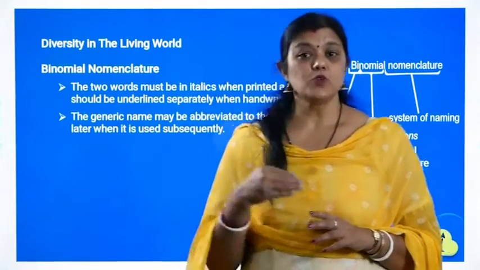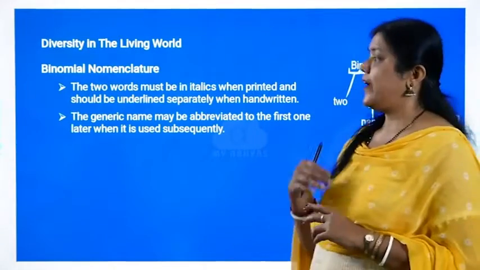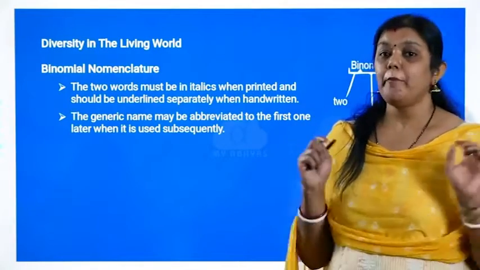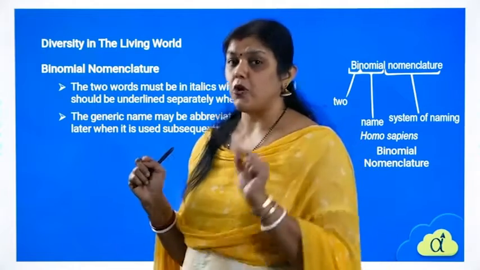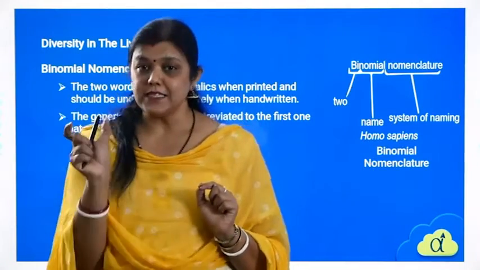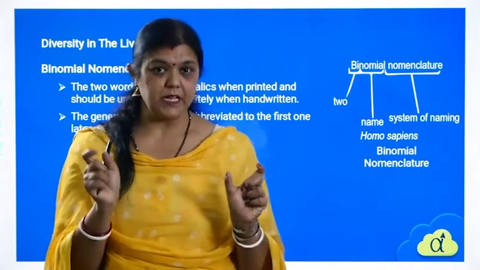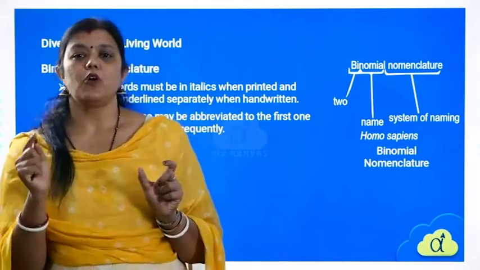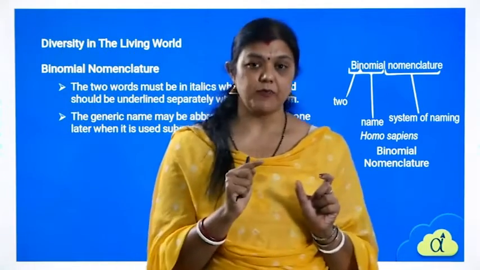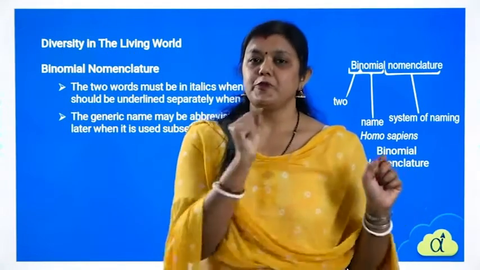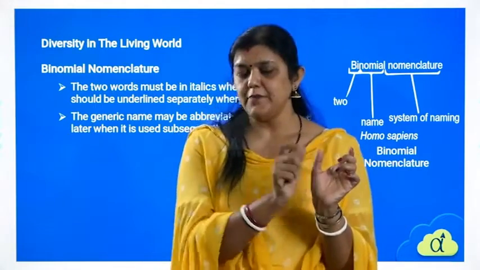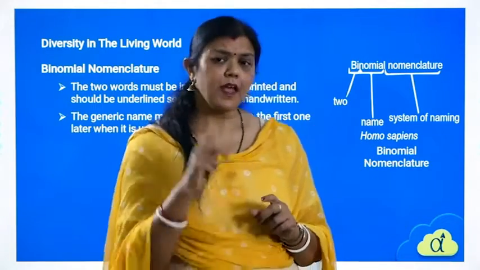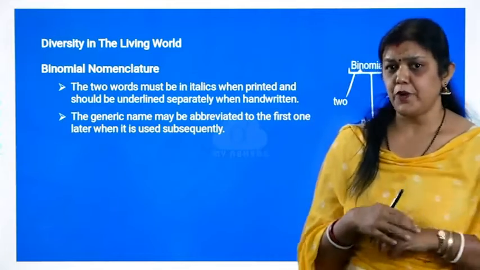We are discussing the rules of binomial nomenclature, and on that note we discussed that the binomial nomenclature system will have two names for each organism. There will be a genus name and there will be a species name. The genus name will always start with a capital letter of the English alphabet, and the species name will start with a small letter. There should be some gap between the genus name and the species name. I hope you can recall all these points now.